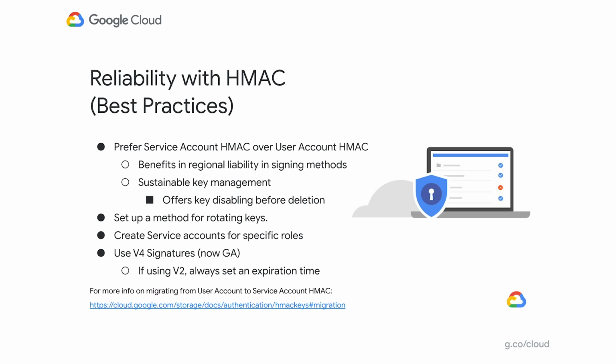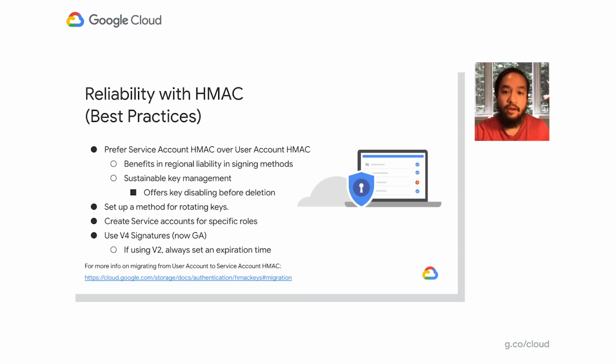And finally, I'd like to explain some best practices when using HMAC keys on GCS. First off, we recommend service account HMAC over user account HMAC. Service accounts in general offer more reliability because they are tied to the lifetime of a cloud project, whereas user accounts are not. The user account can easily be deleted outside the context of GCP. For example, when a collaborator leaves the organization or when an employee leaves the company.